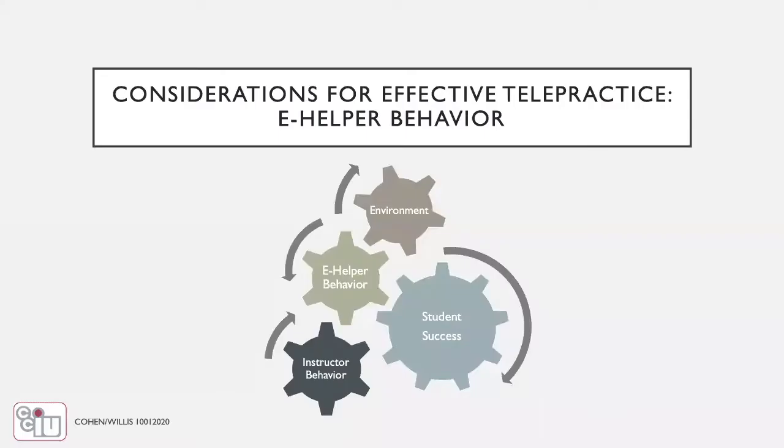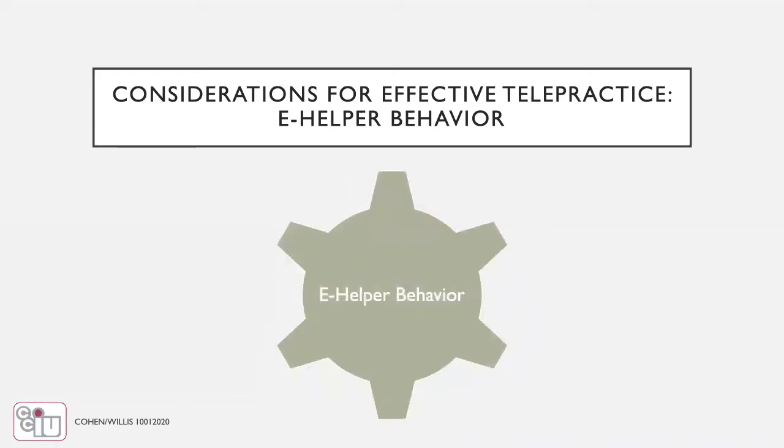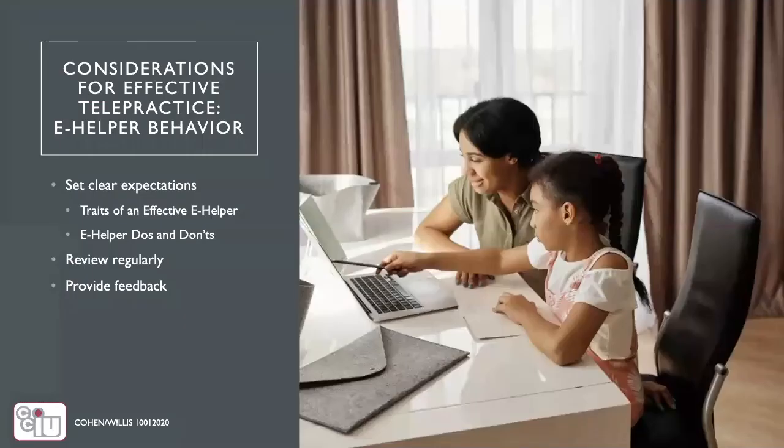The next key component to effective telepractice sessions is e-helper behavior. An e-helper is the person with the student who is helping to facilitate the session. This could be a parent, caregiver, or staff member. We recommend making initial contact with e-helpers prior to starting telepractice in order to review expectations for attendance and make sure they can access sessions. This is also a good time to begin to establish a good rapport.